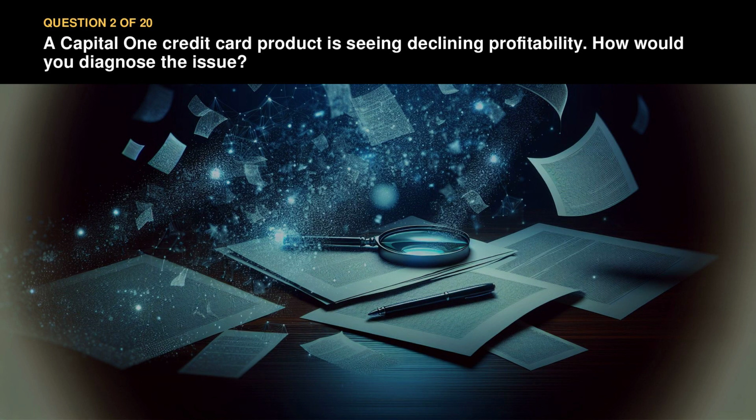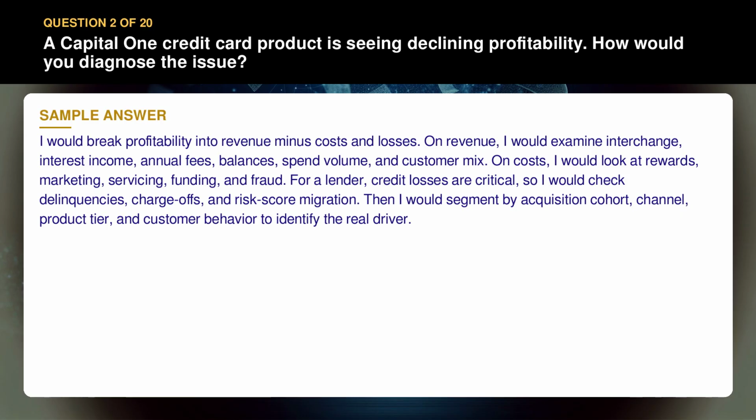Question 2. A Capital One credit card product is seeing declining profitability. How would you diagnose the issue? I would break profitability into revenue minus costs and losses. On revenue, I would examine interchange, interest income, annual fees, balances, spend volume, and customer mix. On costs, I would look at rewards, marketing, servicing, funding, and fraud.